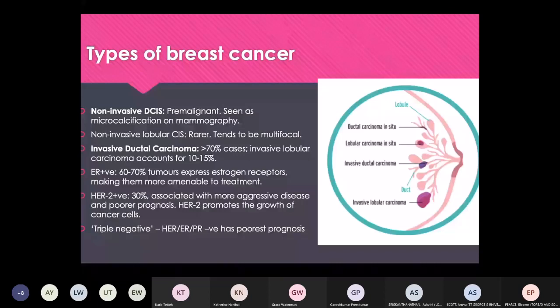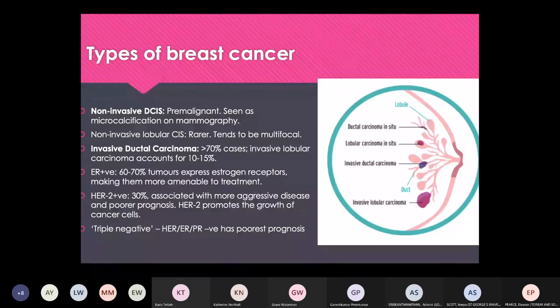Invasive ductal carcinoma is the most common type, so over 70% of cases, and it's a tumour that starts within the ducts and spreads into the surrounding tissue. You can also get invasive lobular carcinoma, which starts in the lobules, and then you'll also hear about these tumour markers as well, and their effect on treatment.